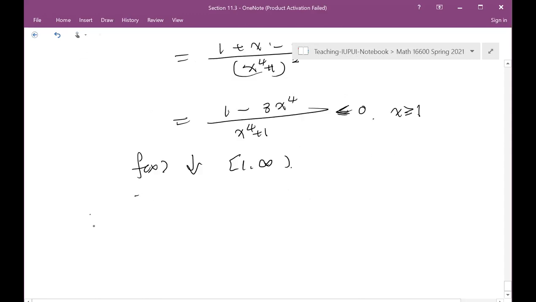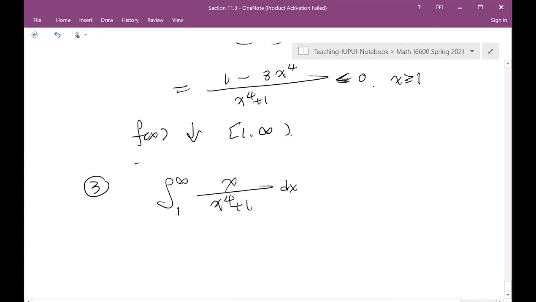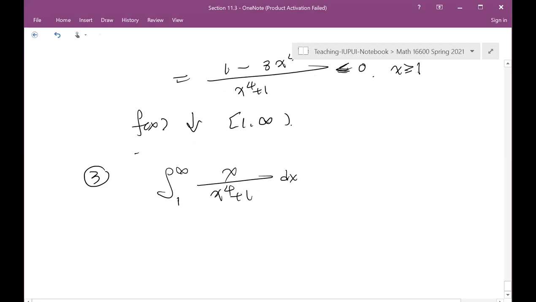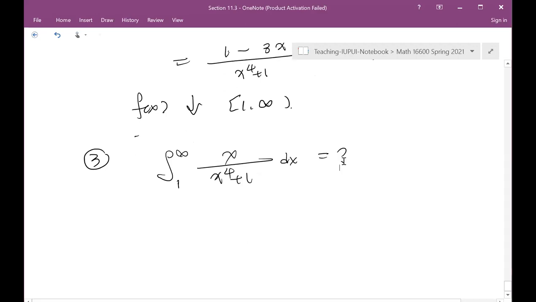Then you can apply the integral test. But we have to evaluate this integral. If I cannot evaluate this, can I show this is finite? I think we can evaluate it. Let's try to find the antiderivative first, and then I come back to this.